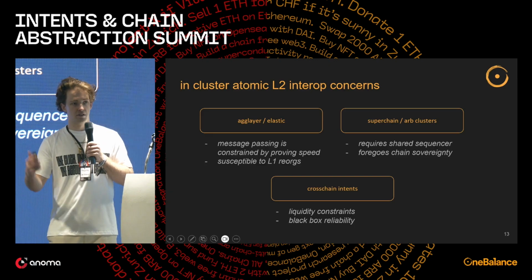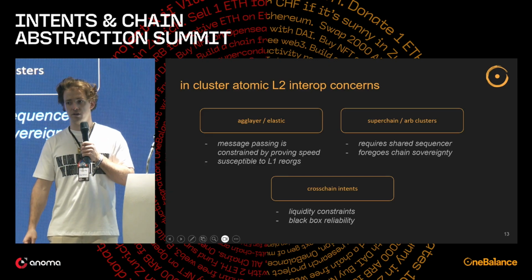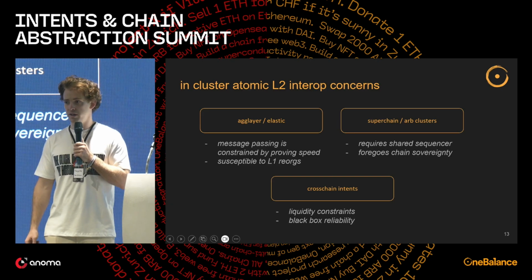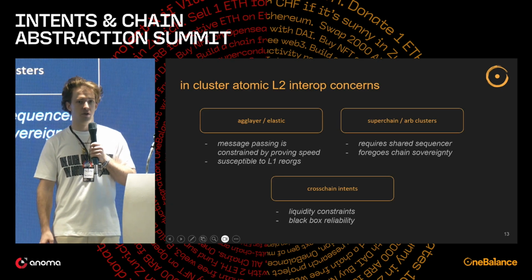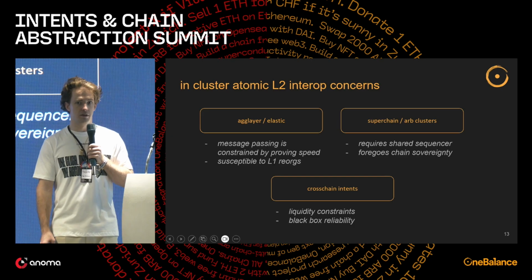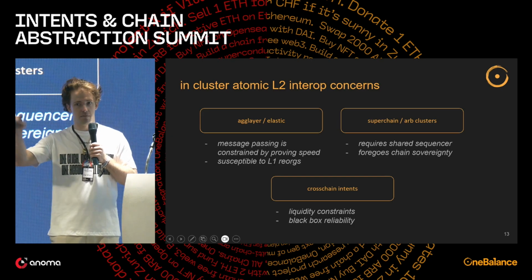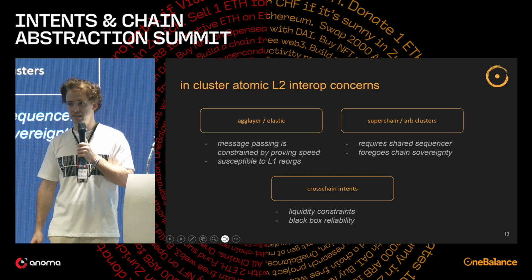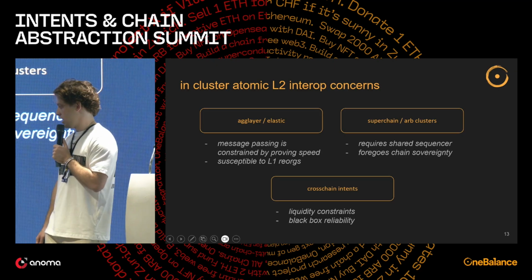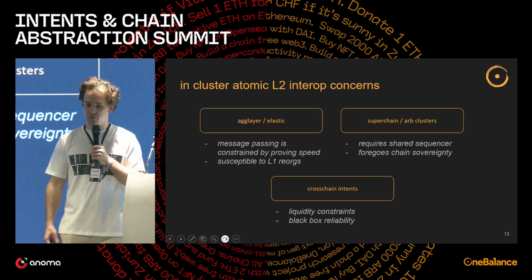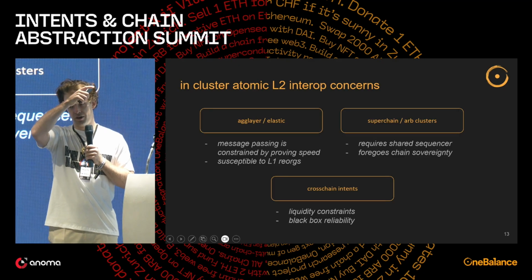If you have millions of rollups, it's difficult to find solvers that are willing to put millions of dollars on all these millions of rollups, and so you're always going to have to have a small amount of inventory across all of these different places and transact in smaller amounts typically. And then there's a bit of a black box reliability problem.